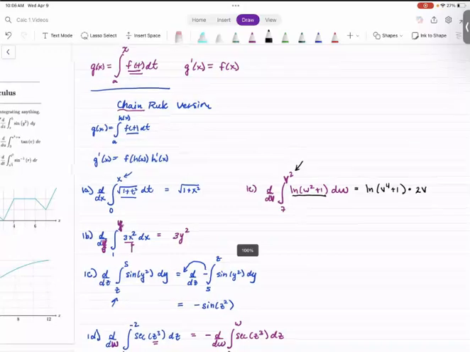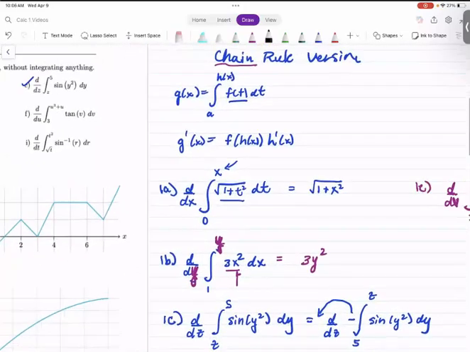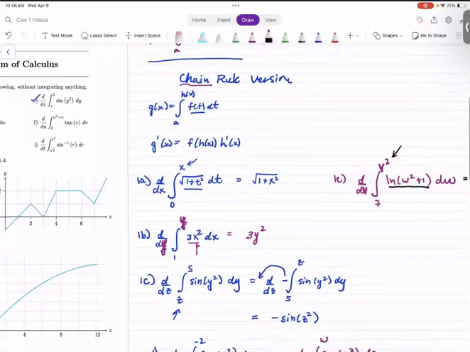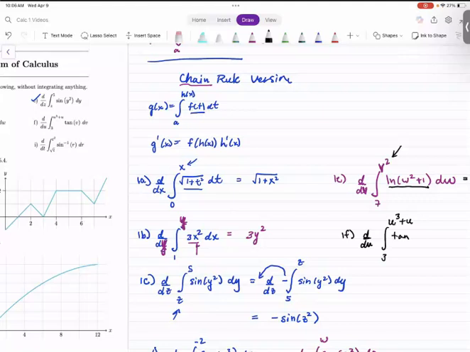So we'll write it over here, 1f is taking the derivative with respect to u of the integral from 3 up to u cubed plus u of tangent of v dv.